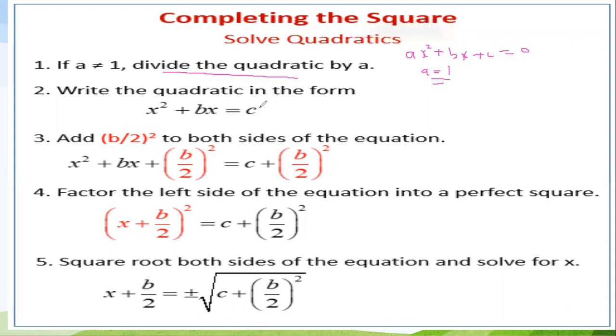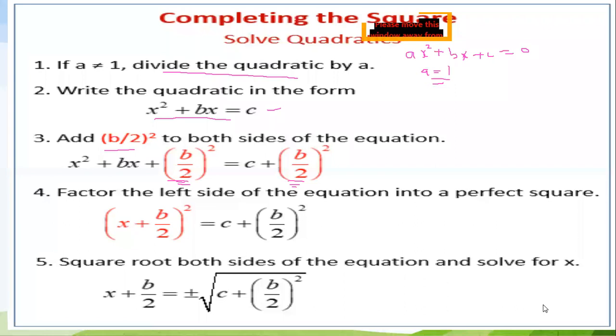Then we write it in the form x squared plus bx plus c equals 0. After writing it like this, you add b over 2 squared on both sides of the equation. When you add b over 2 squared on both sides, the left-hand side becomes a perfect square, so we can write the perfect square on the left-hand side. Then you take the square root on both sides, and after that you solve for the values of x.